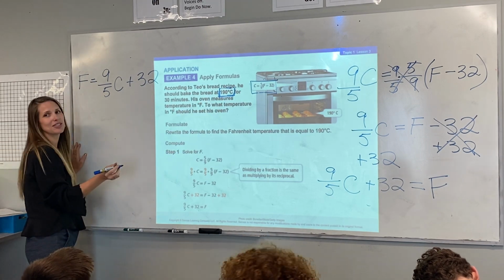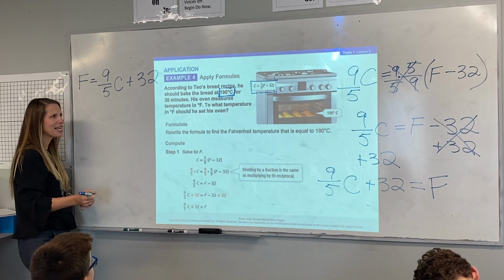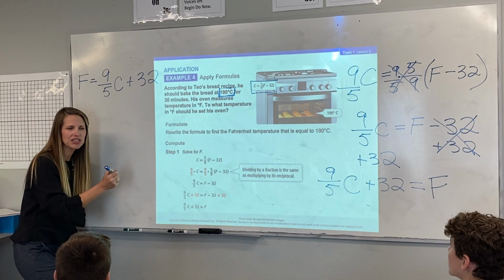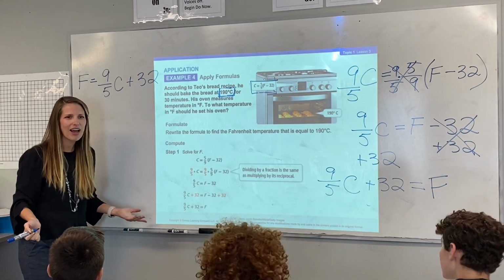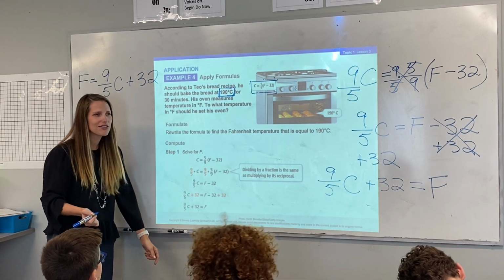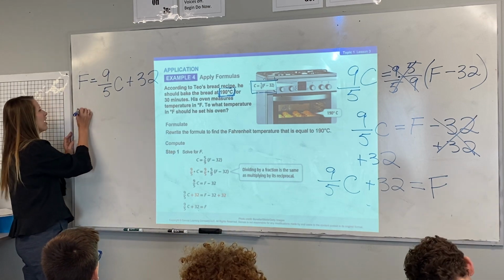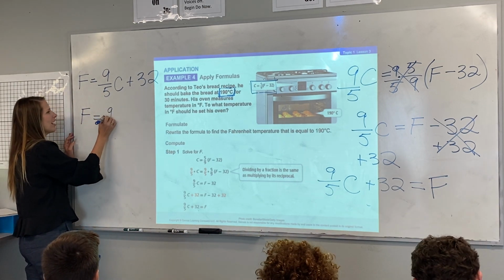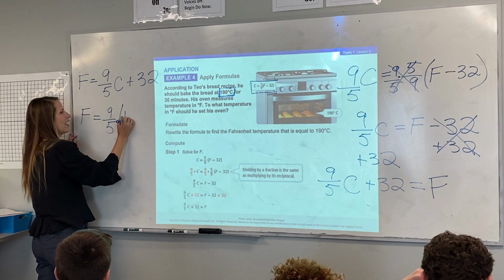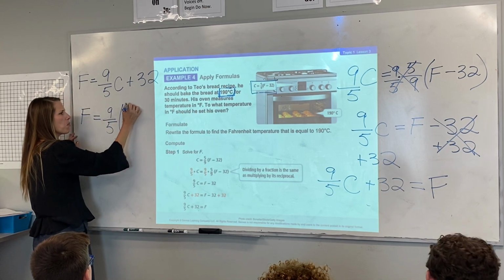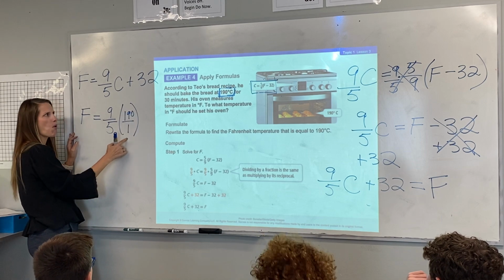That's a big number, but we can do it, we've got our calculators. All we're going to do is plug it in. We just have one variable, guys. We're plugging in 190 degrees, it's right there. So we have Fahrenheit equals 9 over 5 times 190 degrees. And if you want to, you can put it over 1 to make it in fraction form.